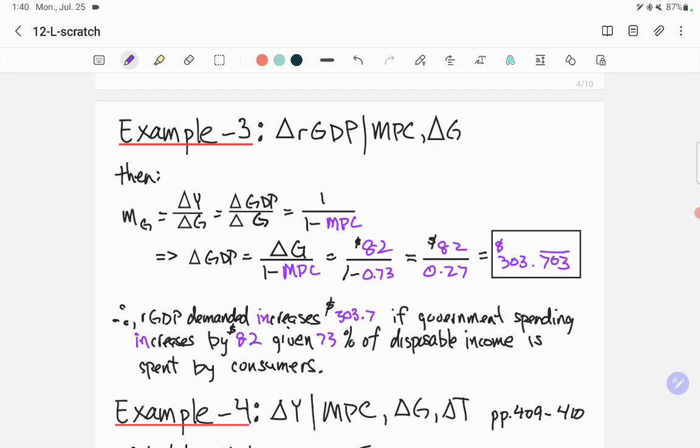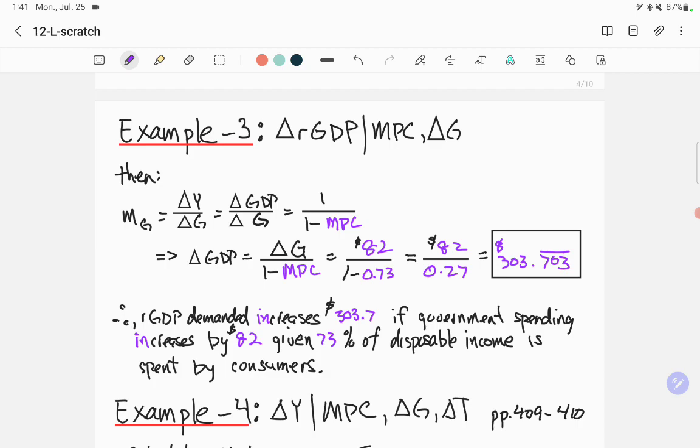So, analysis. We're going into a recession. Two different economies. One has an MPC of 0.75, the other has an MPC of 0.25. Which economy is going to benefit more from increases in government expenditure? The economy with an MPC of 0.75 or 0.25? 0.75. Because? The greater the MPC, the smaller the denominator.